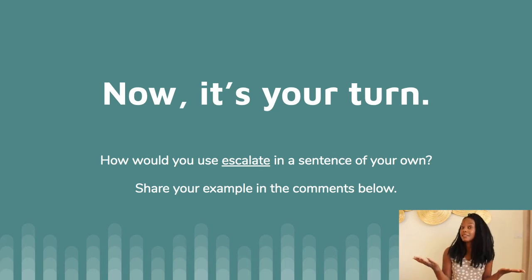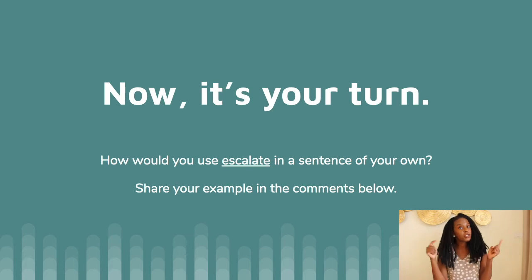So now it's your turn. How would you use escalate in a sentence of your own? Please share your sentence in the comments below. It's a good way to go ahead and practice your English and lock this word into your long-term memory.